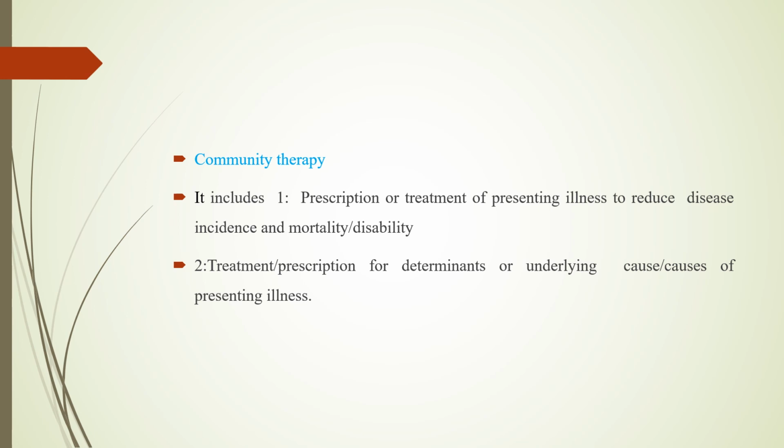Now, the community therapy or community treatment. It includes two steps. One is the prescription or treatment of the presenting illness to reduce disease incidence, mortality, or disability. The second is the prescription for treatment of the determinants or underlying causes of the presenting illness.